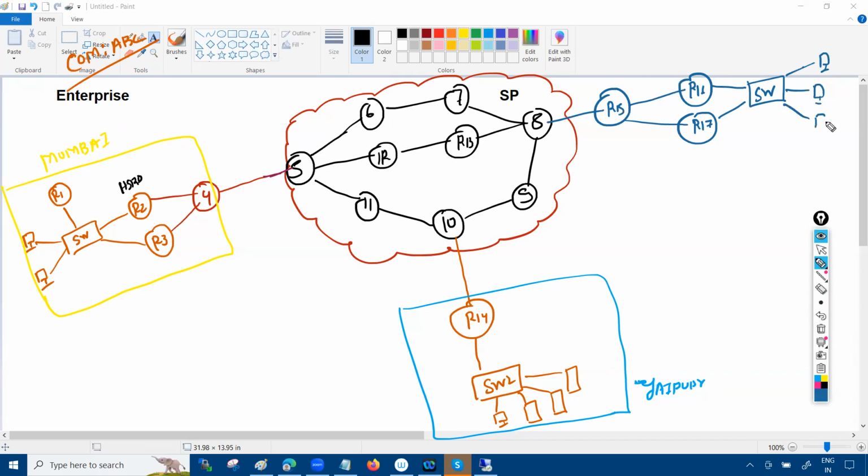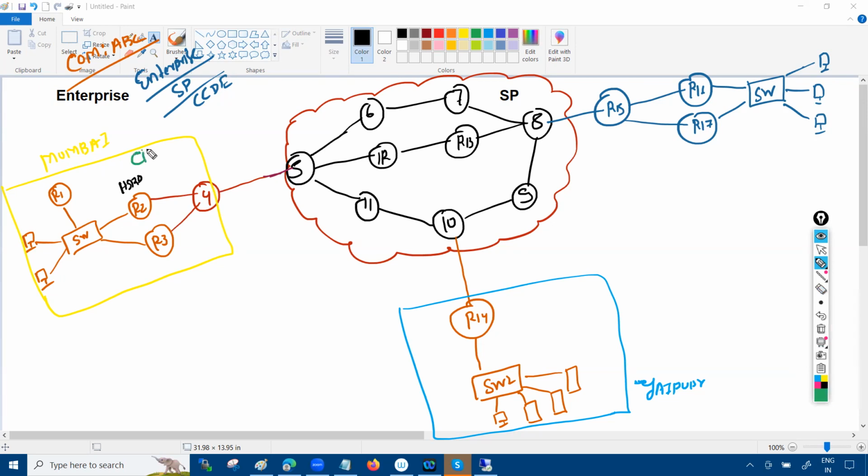So we are discussing the enterprise and service provider perspective. Our main focus is the enterprise, service provider, and CCD part. Now, assume that in this Mumbai location, whatever devices we have right now are all running on Cisco boxes.